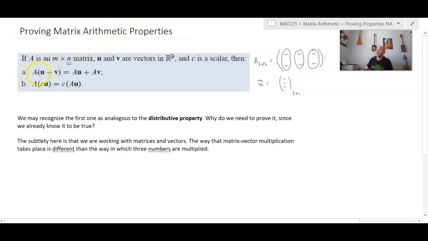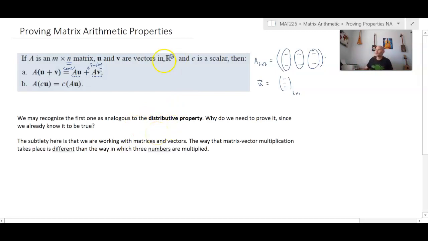Then property A says that the matrix A multiplied by the sum of U and V, where we would do what's in parentheses first, adding U and V together and then multiplying by A, gives the same result as if we take A times U, take A times V, and then finally add these two results together. So this gives us two ways of doing the same problem. We could add U and V first and then multiply by A, or we could multiply U by A, multiply V by A, and then add the results together. This is known as the distributive property.